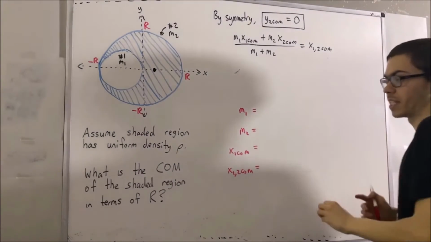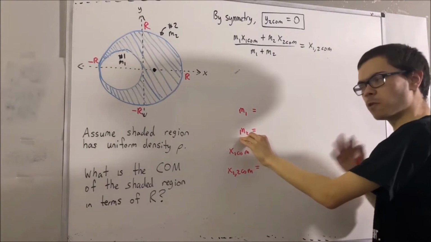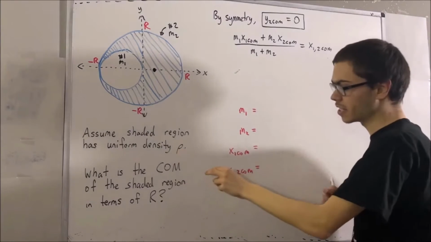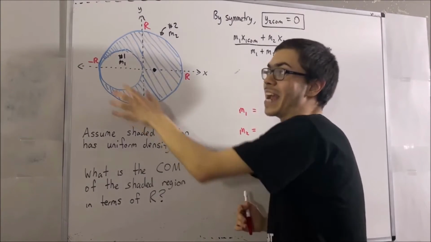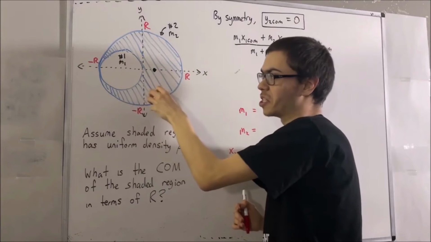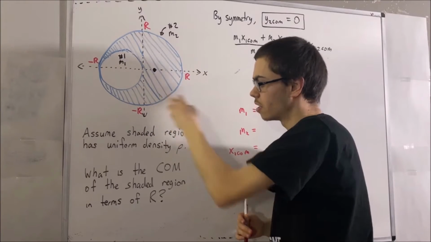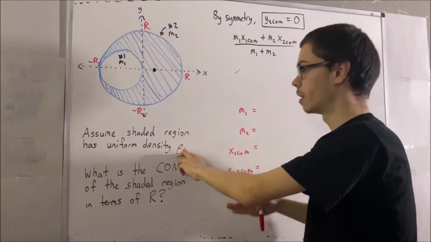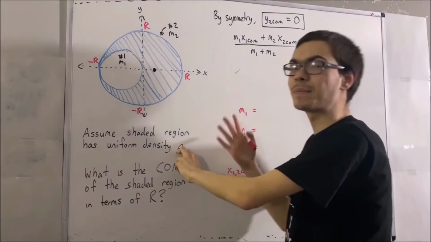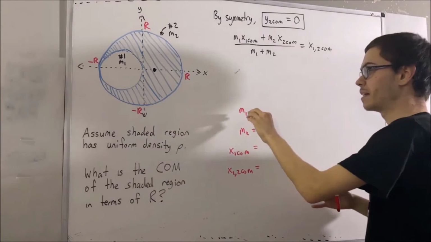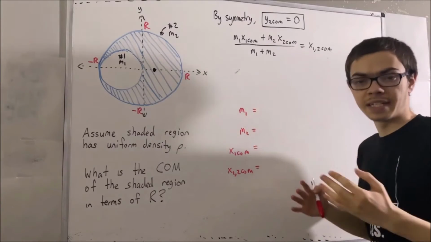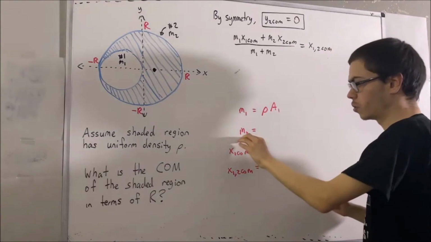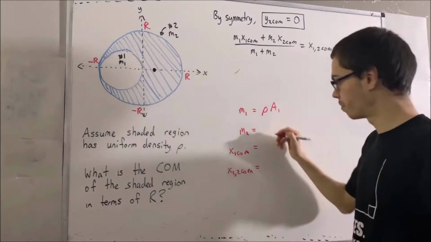Let's start by re-expressing the masses in a different way. First of all, we know that mass is related to density. And in this case, the density we're dealing with is an area density because our regions are areas. So by definition, density is equal to mass divided by area. In other words, mass is equal to density times area. So the mass of region 1 is equal to the density times the area of region 1. And similarly, the mass of region 2 is equal to the density times the area of region 2.